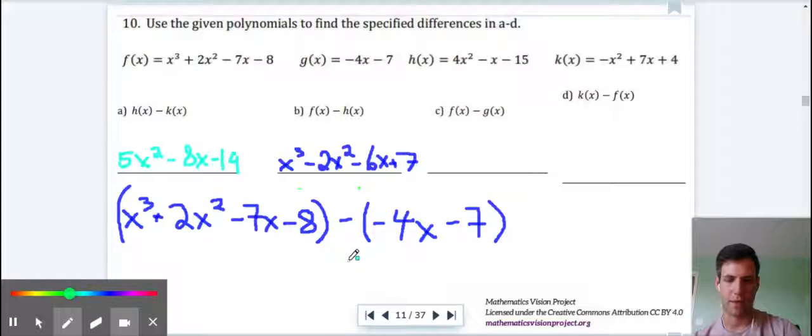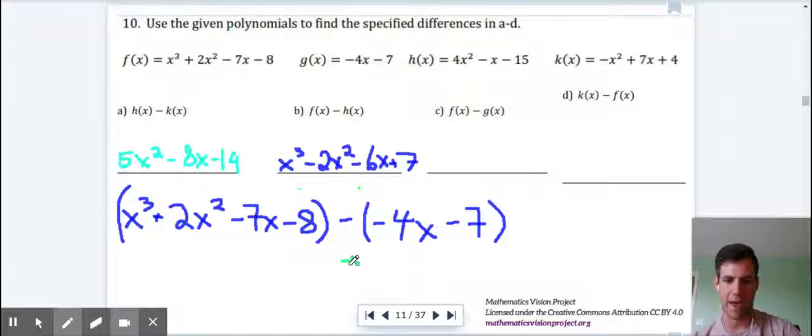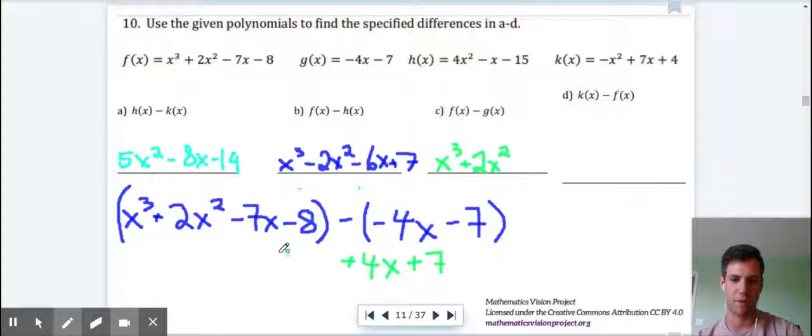And so now that second part will all become the opposite. So I'm going to be adding 4x and adding 7 to the prior polynomial. So I have the first two terms exactly the same. So I have x cubed and 2x squared unchanged. But then I have negative 7 plus 4x is negative 3x. And then I have negative 8 plus 7 is negative 1. And that finishes part C of number 10.